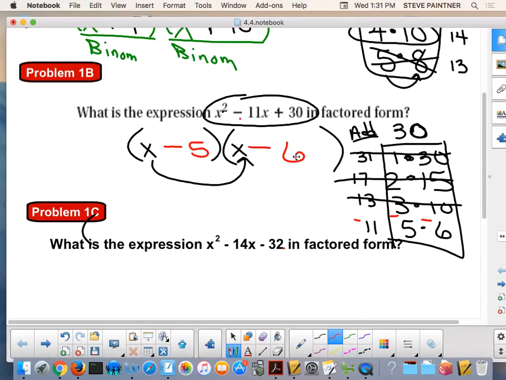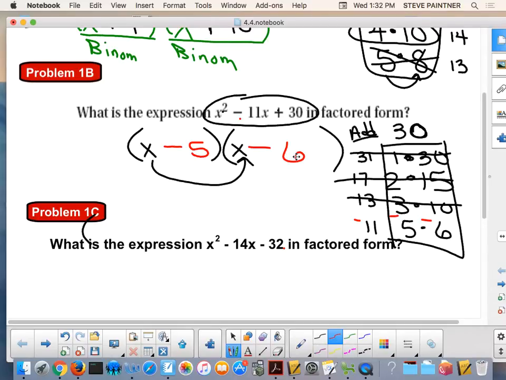Okay. So here's what I want you to know. When you look at a problem, always look at the back number. If the back number is positive, what do you know about the signs of your two binomials? They're the same. It'll either be positive times positive, or negative times negative. In this case, it was negative, negative. In the previous one, it was positive, positive.